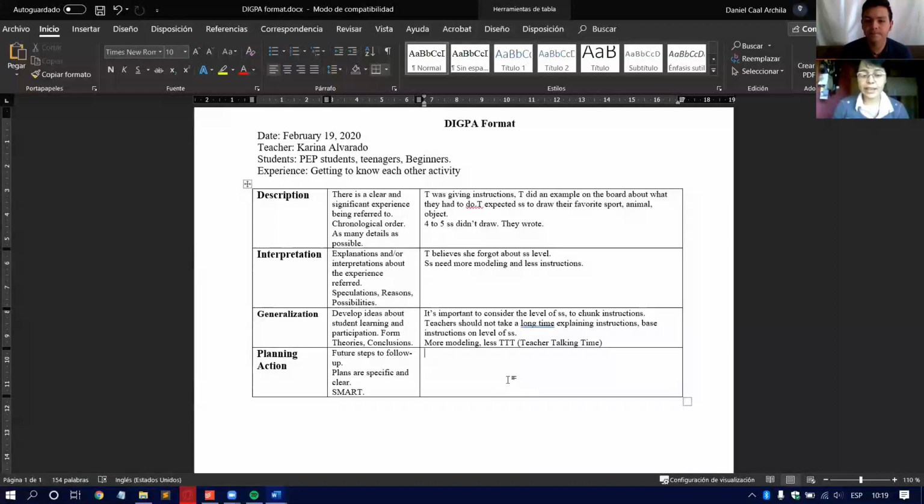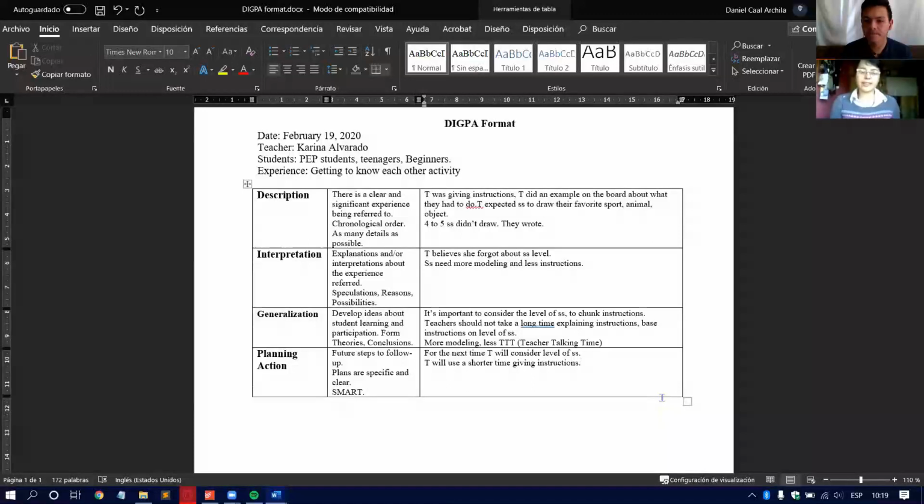For the next time I teach, I will consider the English level of my students, and based on that, I will take a shorter time giving instructions. Okay. So for the next time, the teacher will consider the level of her students and will use a shorter time giving instructions. Will you implement something about modeling?